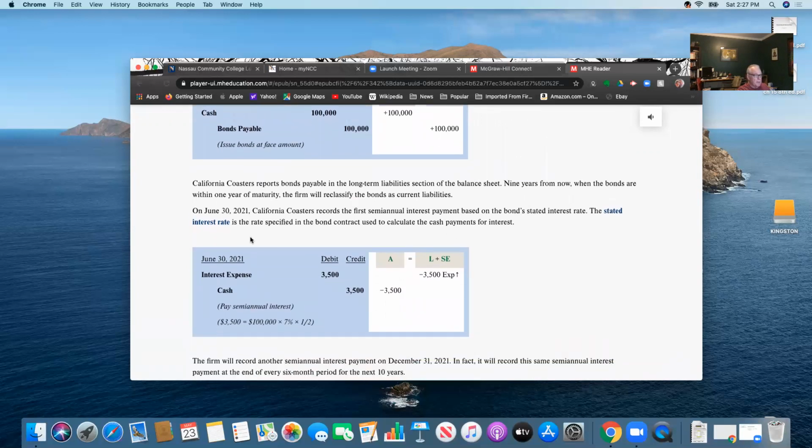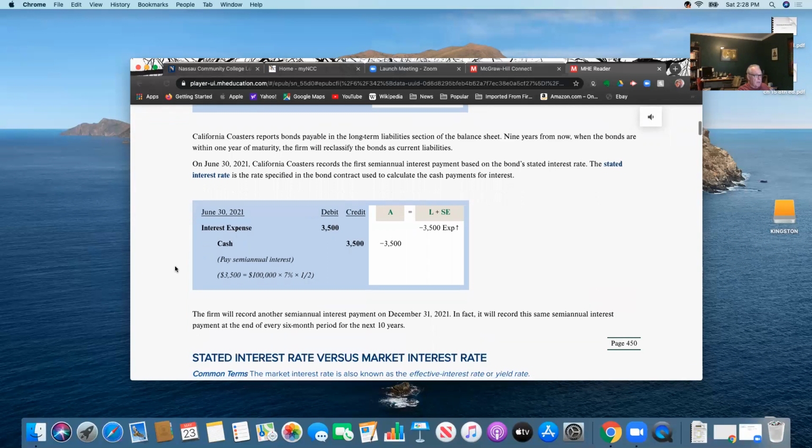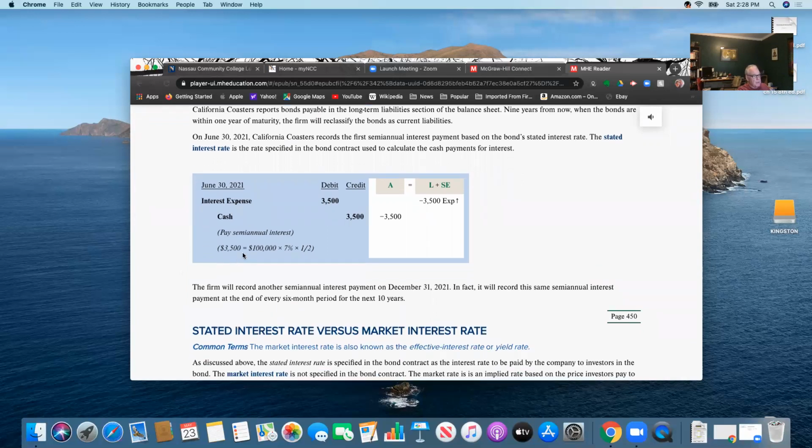Now, every 6 months, they have to pay interest. Debit interest expense, credit cash. And remember how we calculated the interest in this case. The 3,500 is 100,000 times 7% times 1/2. Whenever you see an interest rate, it is an annual rate. So we're multiplying by 1/2 because we only want to know the interest for 6 months. Now pay attention to that credit to cash, because we're going to see that again.